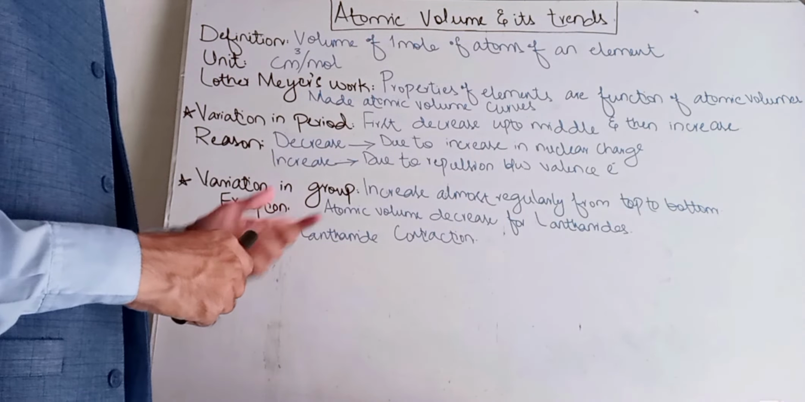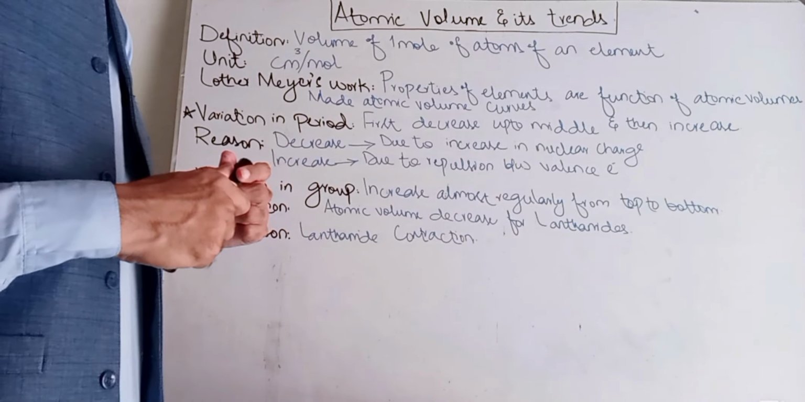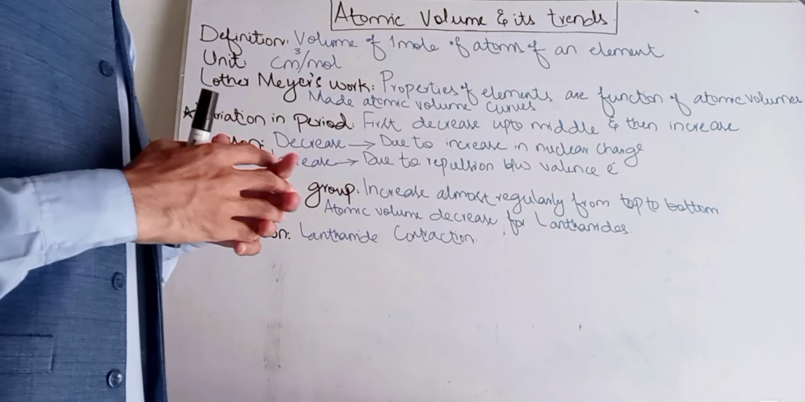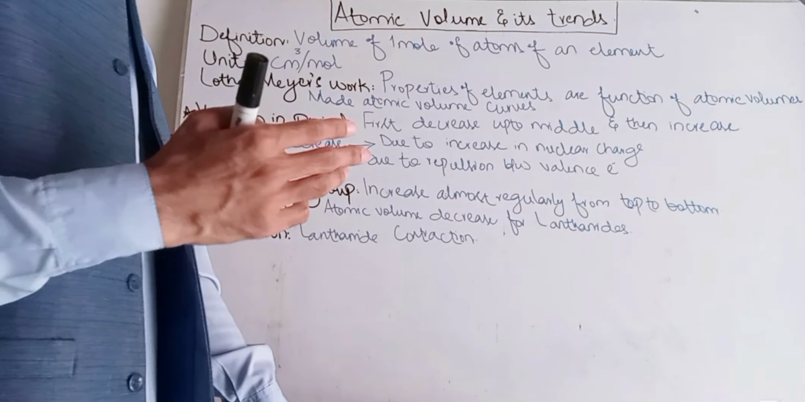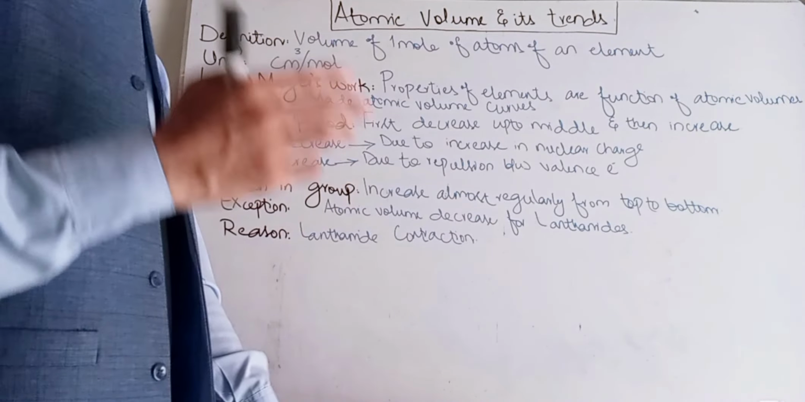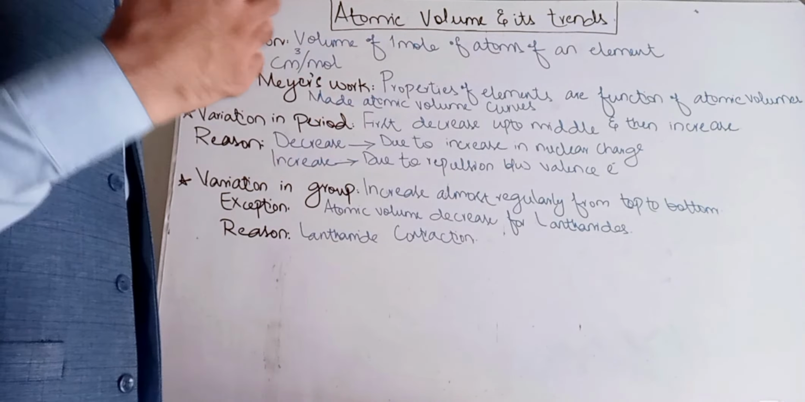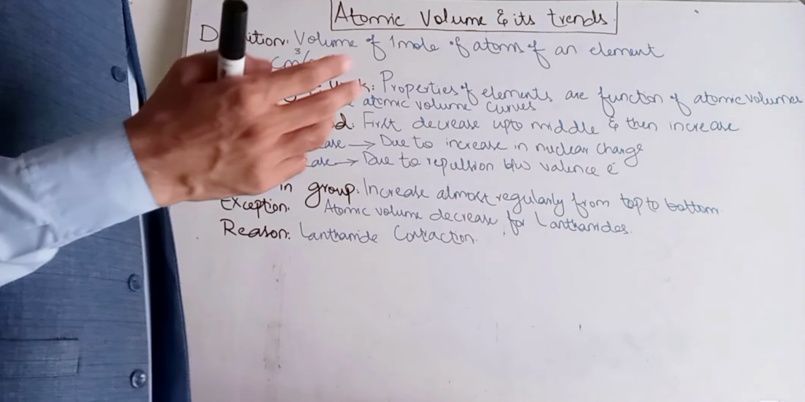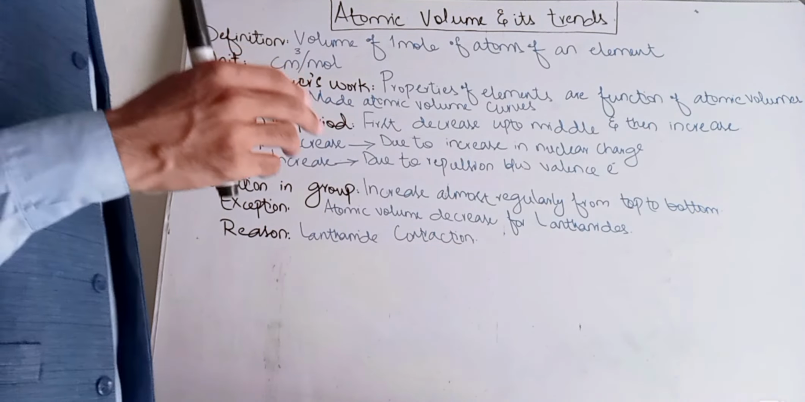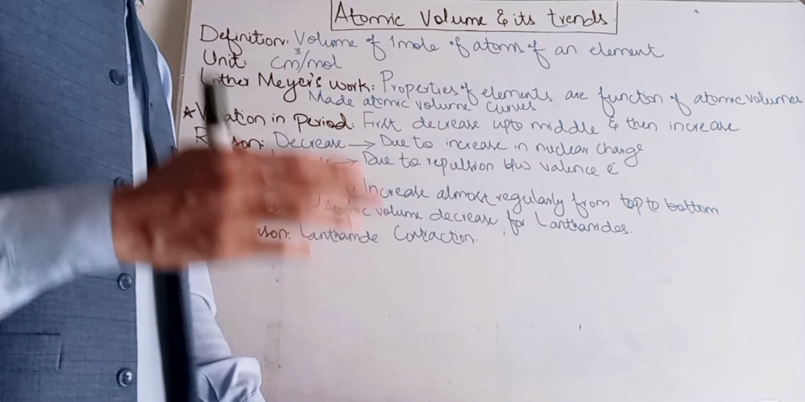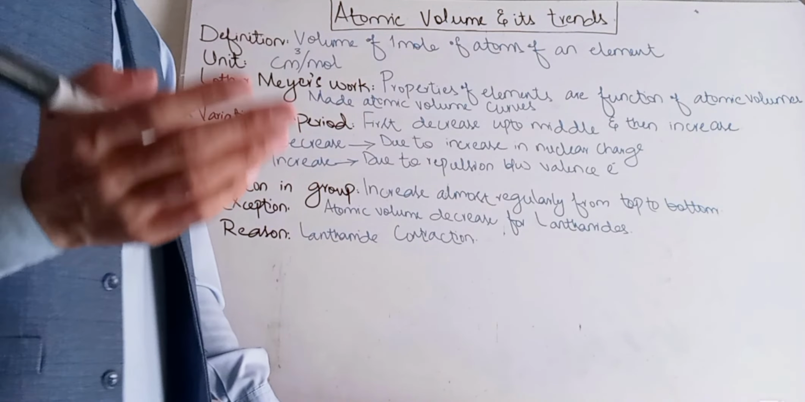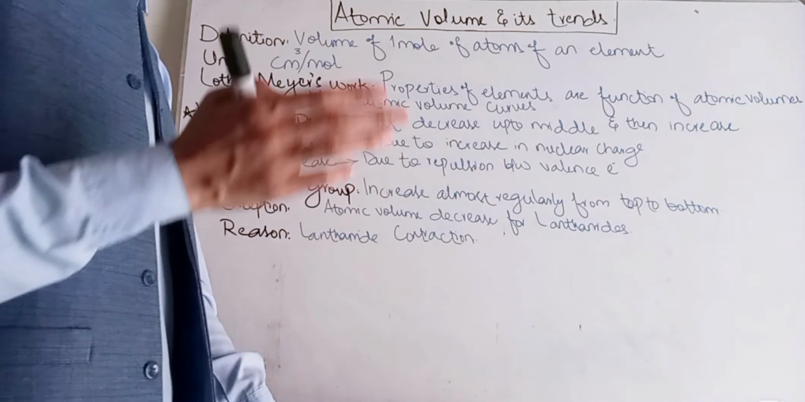The next is the work of Lothar Meyer. He was a German chemist who worked during the development of the periodic table, and he thought that the properties of the elements are a function of their atomic volumes. During his effort in the development of the periodic table, he drew some atomic volume curves and he tried to relate the properties of the elements to their atomic volumes.